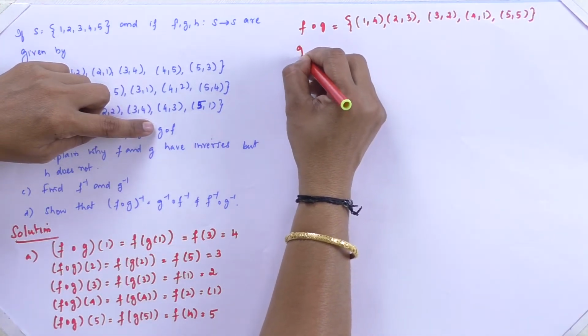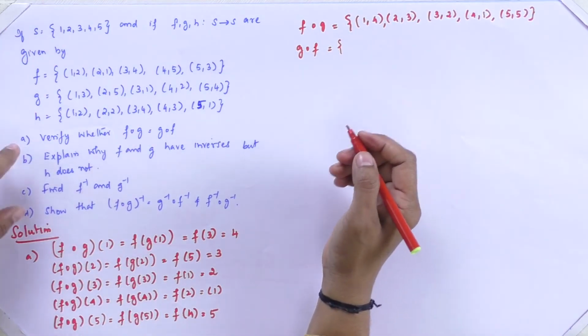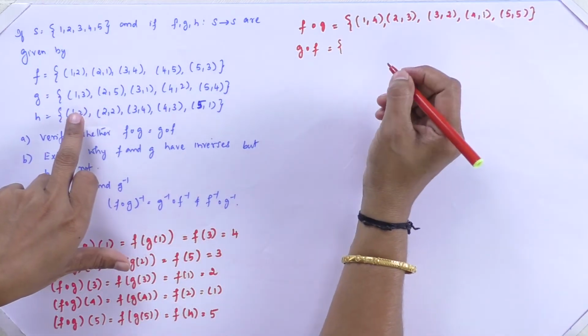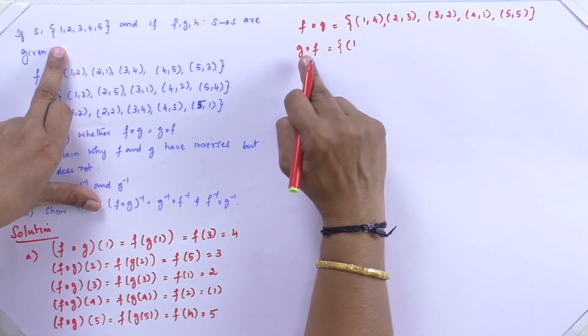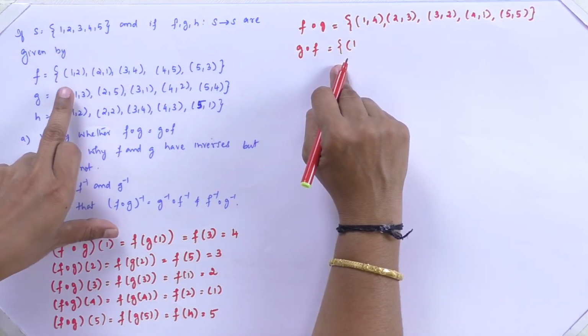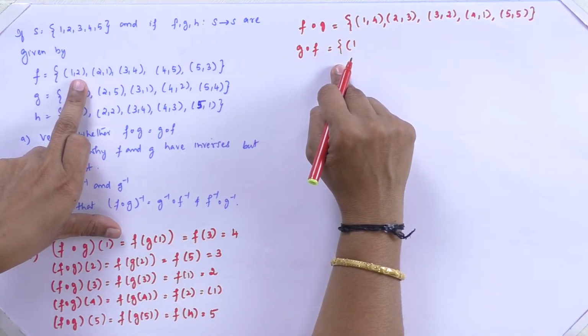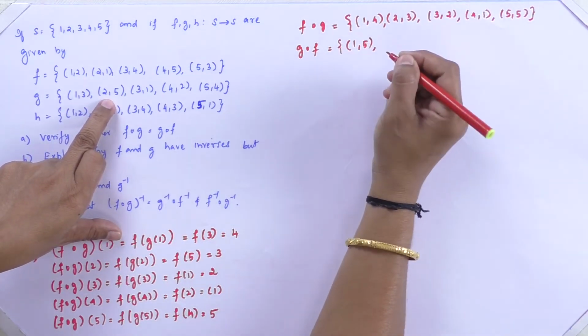Again we will find out what F composition G is, so that we will try to do it in the shortest way. For each and every element I will have to see. So this is F composition G of 1. F of 1, how is it mapped? It is mapped onto 2, and 2 is mapped onto 5. This way we will write.